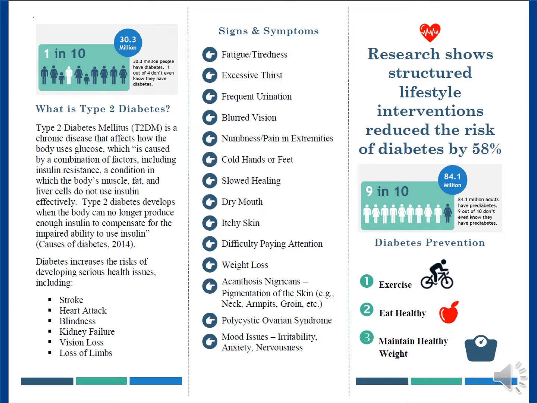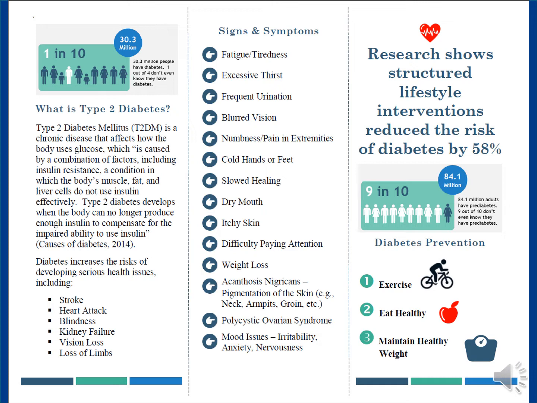Research has shown that structured lifestyle interventions reduce the risk of diabetes by 58%. 84.1 million adults have pre-diabetes. 9 out of 10 don't even know they have pre-diabetes. So there is an epidemic of diabetes in our country. The good thing is diabetes, type 2, can be prevented. It can also be reversible.